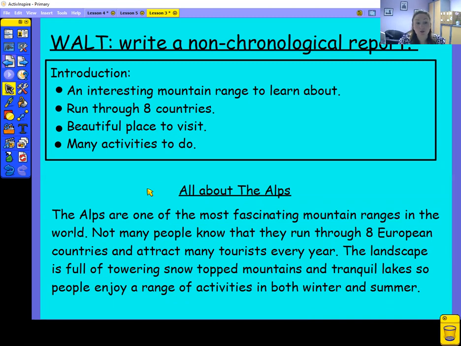Okay, so I'm going to introduce by saying the Alps are one of the most fascinating mountain ranges in the world, okay? I've used the word fascinating to engage my readers straight away. Nice sentence starter here. Not many people know that they run through 8 European countries and attract many tourists every year. So I've given a little bit of information. 8 countries, they're European, but not named them yet.